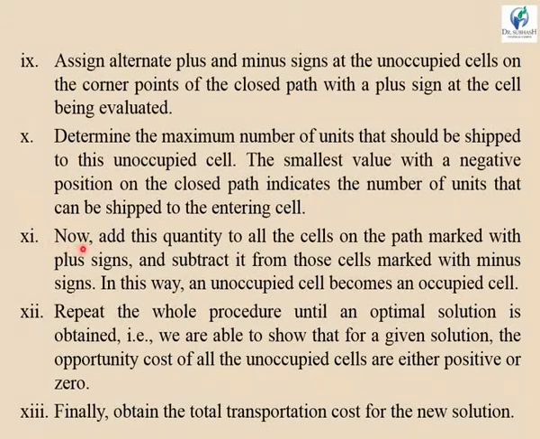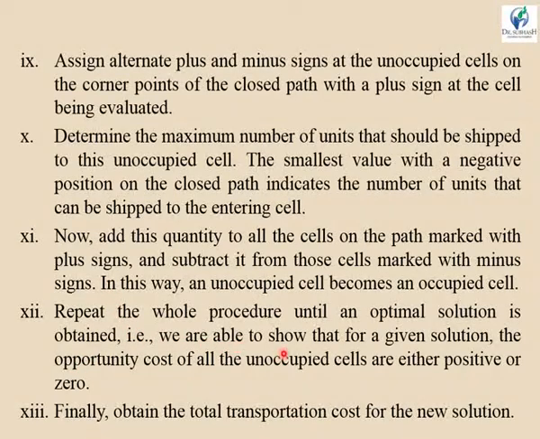Then next point, point number 11: now add this quantity to the cells on the path marked with plus sign and subtract it from those cells marked with minus sign. In this way an unoccupied cell becomes an occupied cell. Repeat the whole procedure until an optimal solution is obtained.